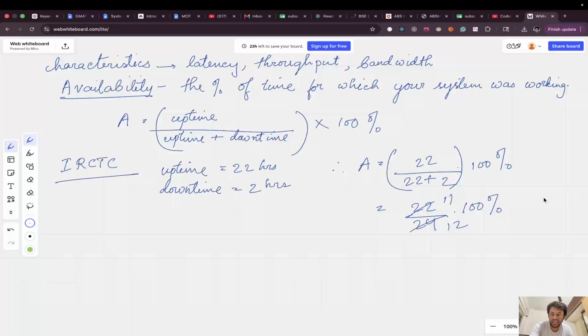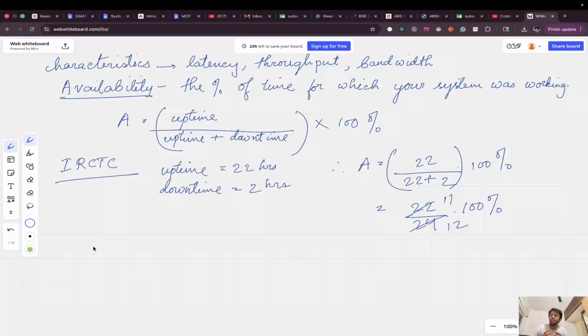This is how you calculate availability. And obviously, the higher the availability of a system, the better it is, isn't it? We all want IRCTC to actually work throughout the day. Suppose you have a company, a startup, and you want the website of the startup to be running throughout the day, 24 hours, so that you don't lose any customers or any revenue. So higher the availability, the better it is.